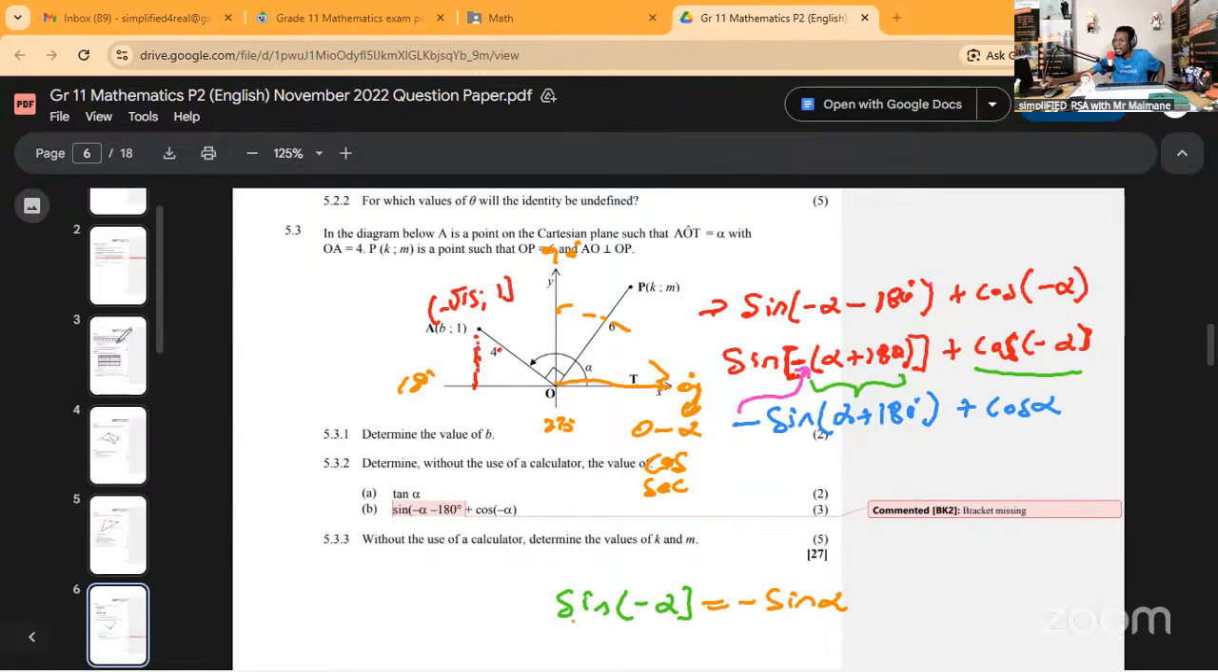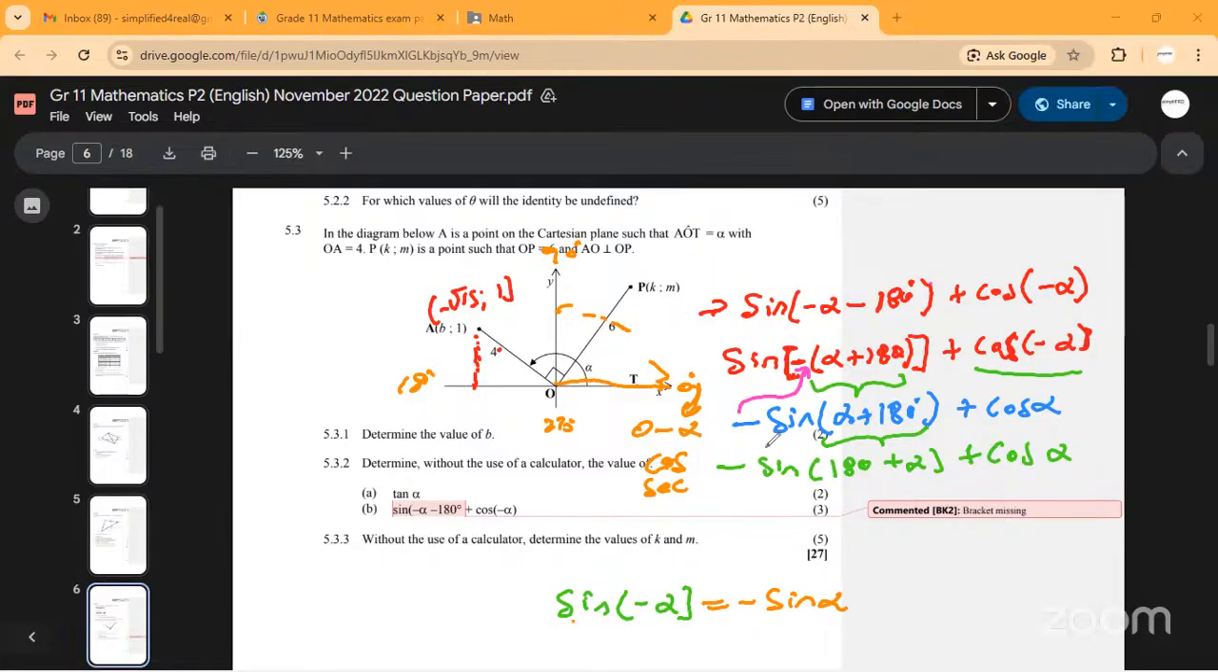I still have a bigger elephant in the room, which is to remove this. Whether I say alpha plus 180, I can still write this as sine, so you can see it as something you're familiar with. I can say 180 plus alpha. To get rid of that, what quadrant is that? Is it first, second, third, or fourth? 180 plus alpha is in the third quadrant.